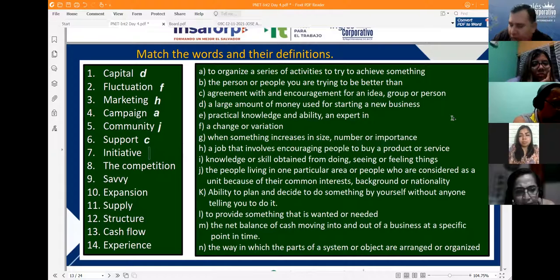Now, number seven, what is seven? Initiative. Initiative is what? Letter K, correct, letter K. The ability to plan and decide to do something by yourself without anyone telling you what to do or without anyone telling you to do it. Excellent, that is initiative, this letter K, perfect.